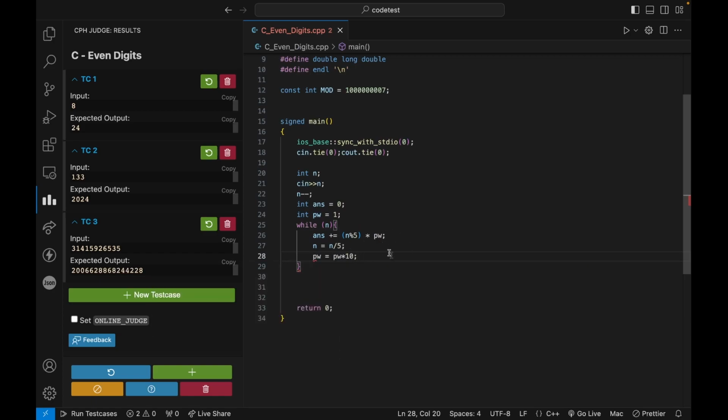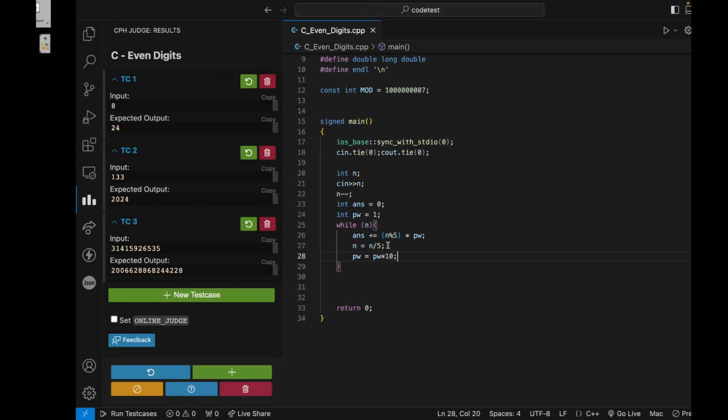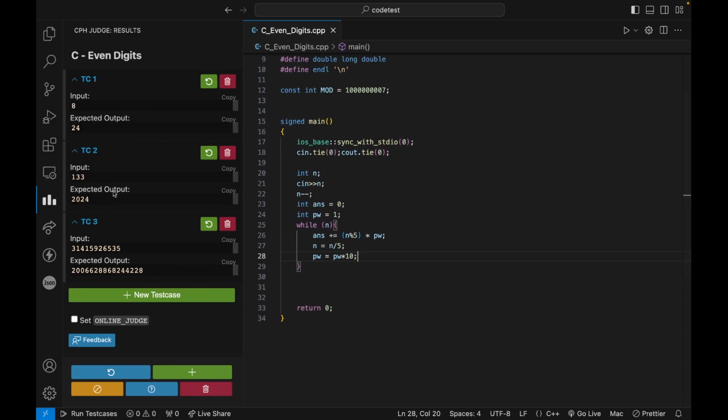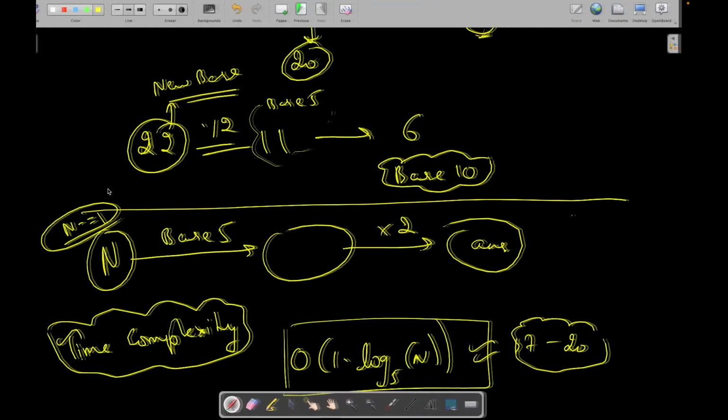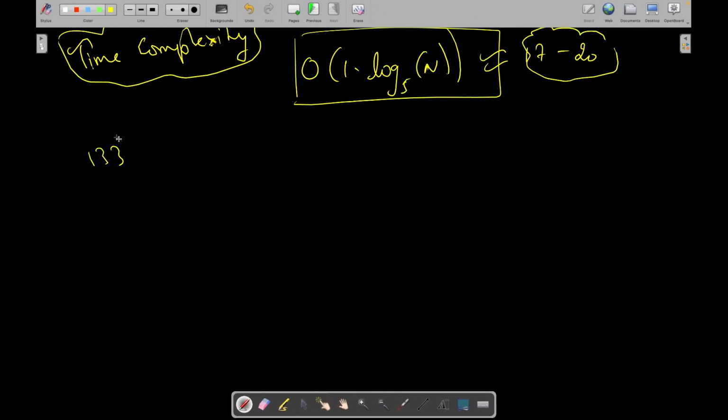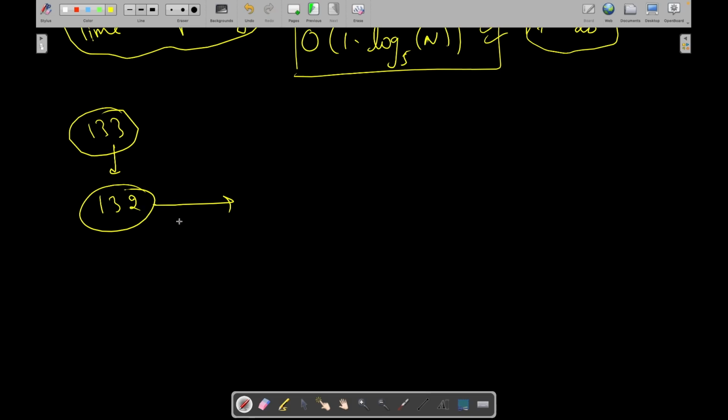Why am I doing this step here, for those who don't understand? Let's say we are doing it for n equals 133. We have 133 and we want to convert this. First I'm doing n minus minus, right? So we have 132 actually, and I want to convert this to a base 5 number. Let's first take 132 mod 5, which is equal to 2, right? So we have a 2. And what are we left with when I divide 132 by 5? We are left with 26. Now when I take the modulus again of this, we get a modulus of 1.